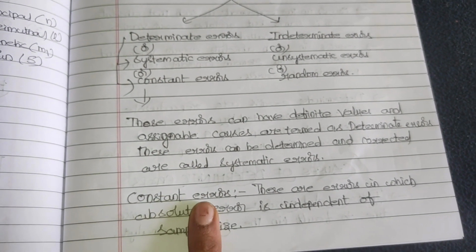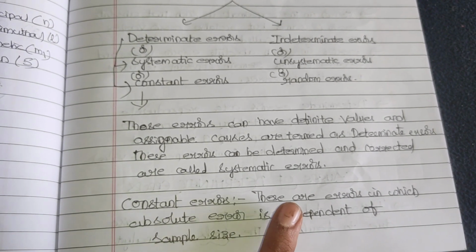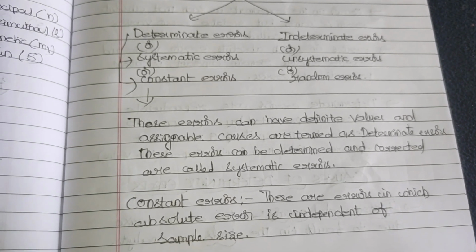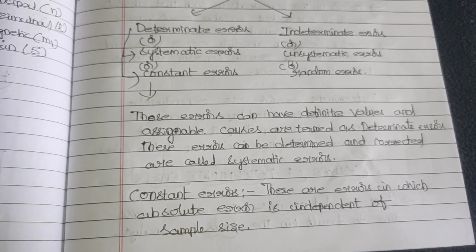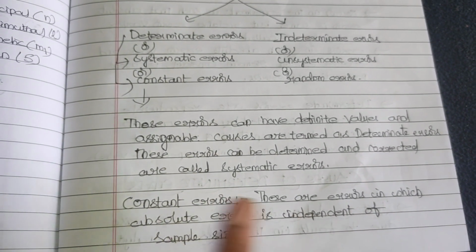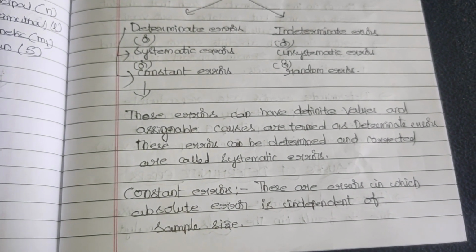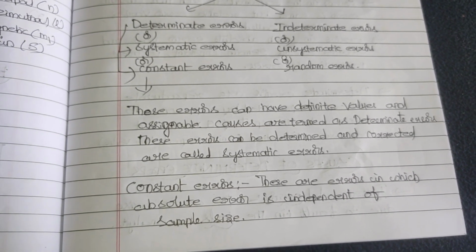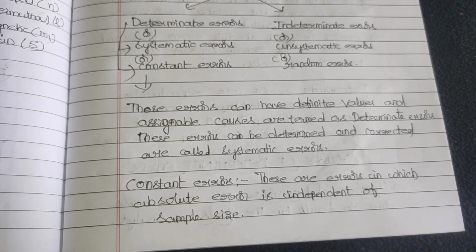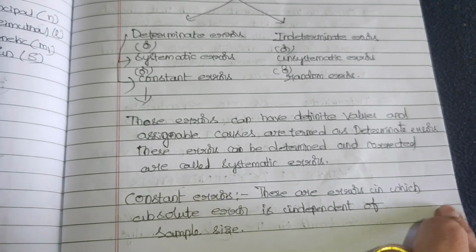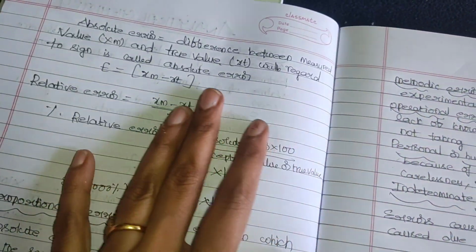Let's first discuss what constant errors are. These errors occur repeatedly and constantly, however many times we do the experiment. These are the errors in which absolute error is independent of sample size. Whatever the sample size, whether a very low sample or a high level of sample, the constant errors will not depend on it. They are constant errors.